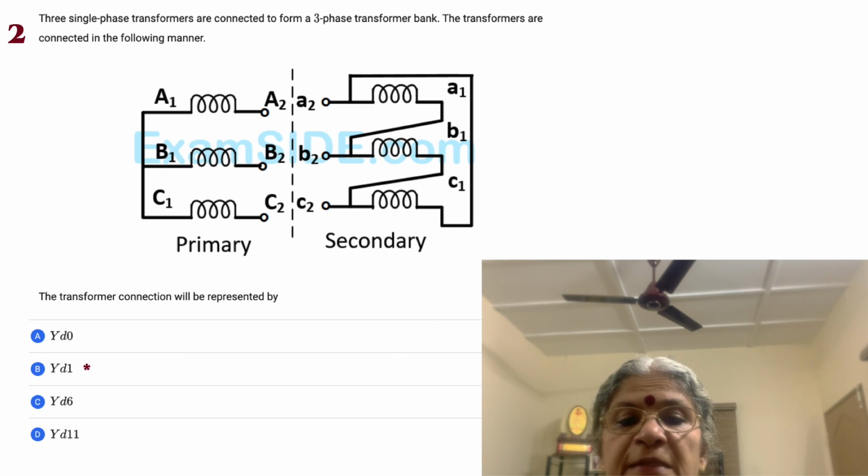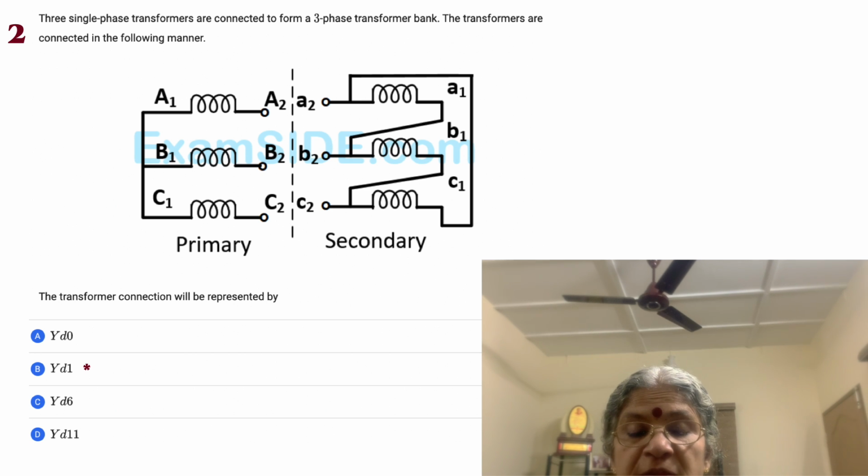Yeah, so what is asked is: three single-phase transformers are connected to form a three-phase transformer bank. The transformers are connected in the following manner. What is this configuration? When you use this kind of nomenclature, the first letter will be capital. It's just a nomenclature; the transformer connection will be represented by it.